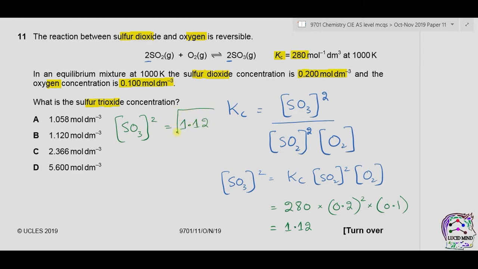Now we can take the square root on both sides, and the concentration of SO3 will become 1.058 mole per decimeter cube. The answer is therefore A.